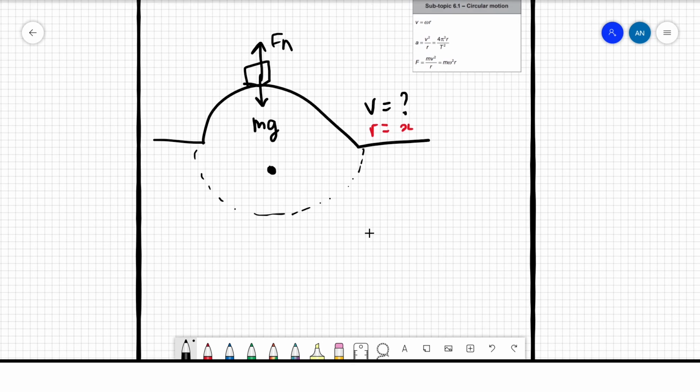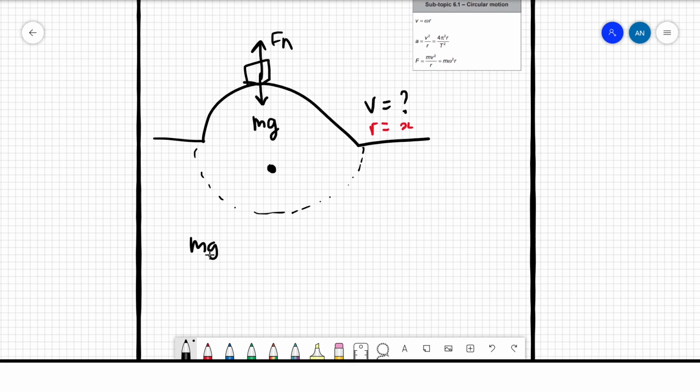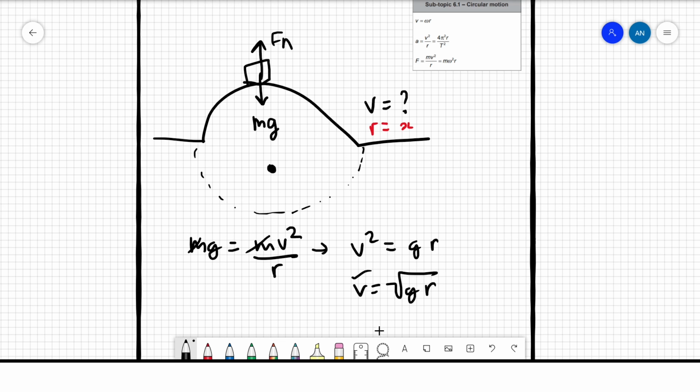This means that we get mg is equal to mv squared over r. That's it. Mass cancels. We get velocity squared is equal to gr, so velocity is equal to the square root of gr, and therefore we can determine what velocity it is. And that was the fourth situation.